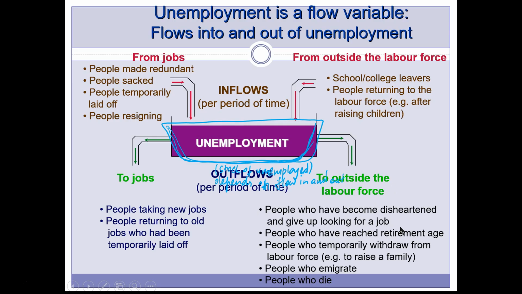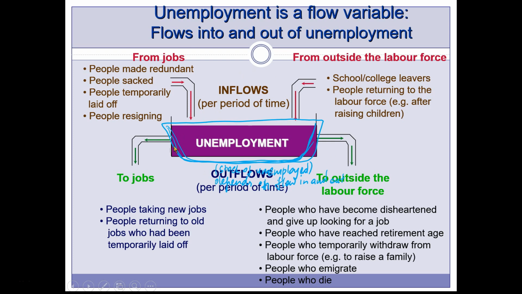So, for example, they become disheartened and stop searching for a job, or they have reached their retirement age and stop being part of the labor force, or people who immigrate, or those who die, or those who decide not to work anymore and simply look after their families or live on income from their savings, for example. So as soon as people find a job or stop searching for a job, they leave the pool of unemployed people. So currently, the actual unemployment rate in the society depends on the strength of flows in and flows out.